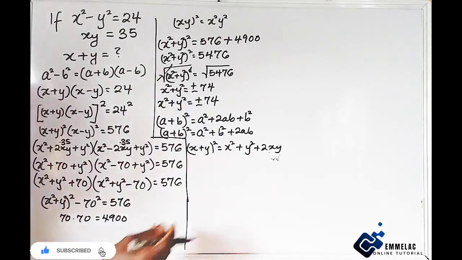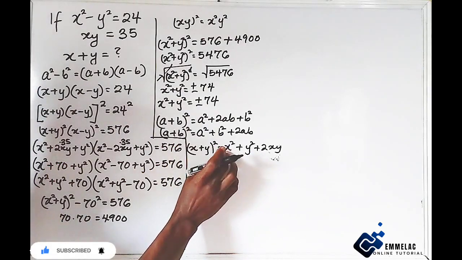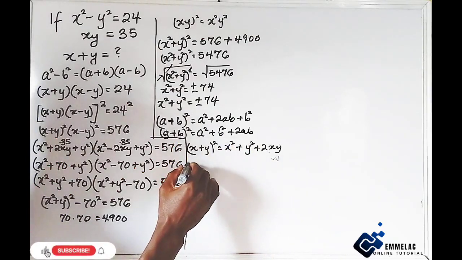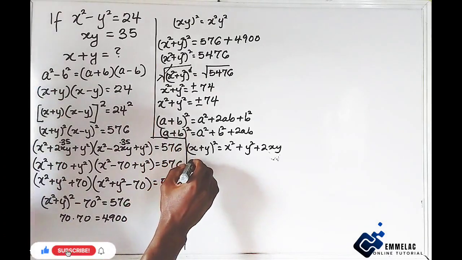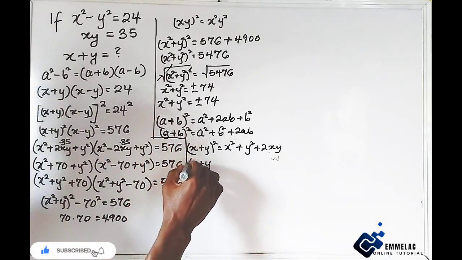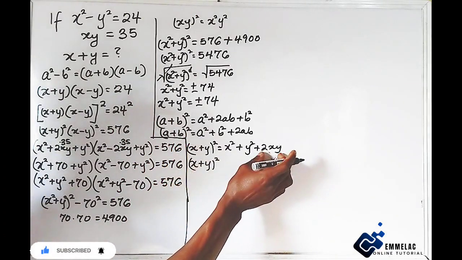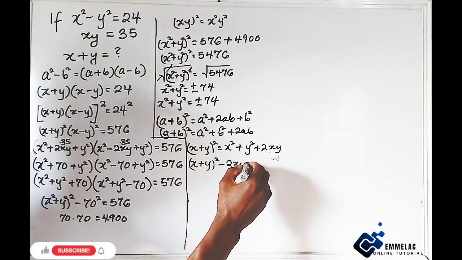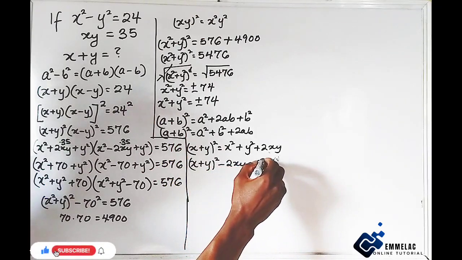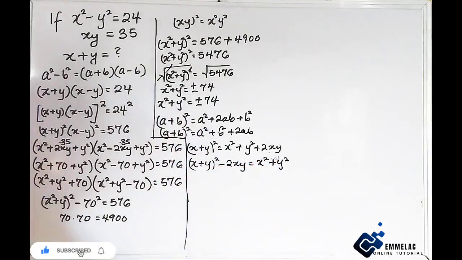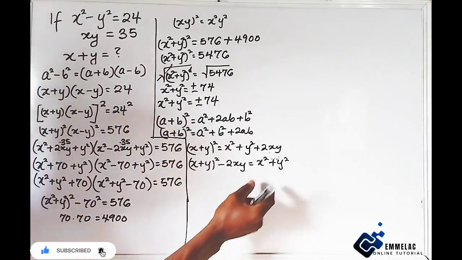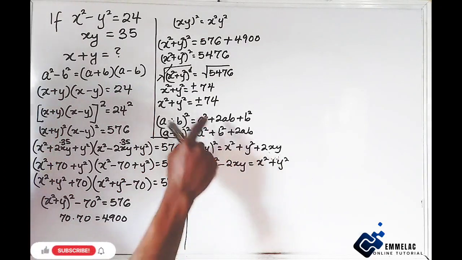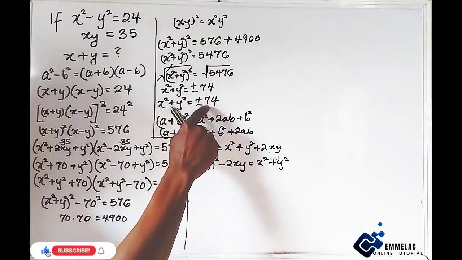Now if you have to make x squared plus y squared the subject of the relation, here we have (x+y)^2, then bringing positive 2xy to the left hand side, you have minus 2xy, then equals what? x squared plus y squared. Take note that x squared plus y squared equals this, and the same x squared plus y squared is plus or minus 74.